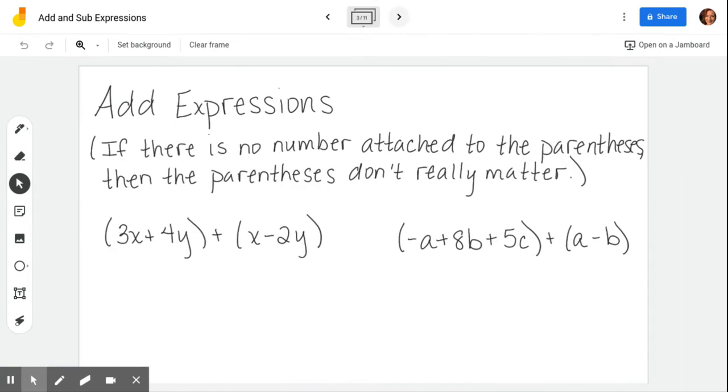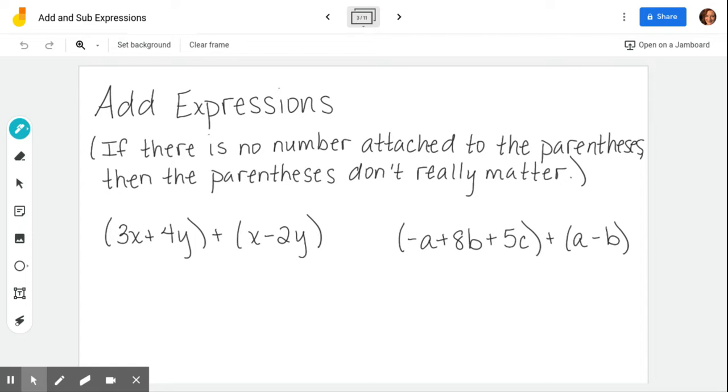Okay, so when we're adding expressions, if there's no number attached to the parentheses that would require you to use the distributive property, then honestly, those parentheses don't really even matter. So on this first one here, I have nothing in front of this set of parentheses. I have nothing in front of this set of parentheses. So just overlook them, ignore them, because you're not going to need them.